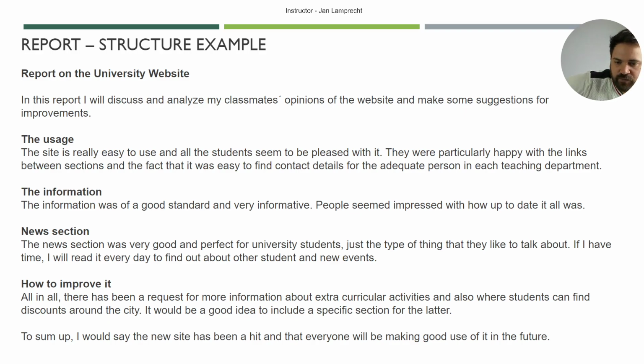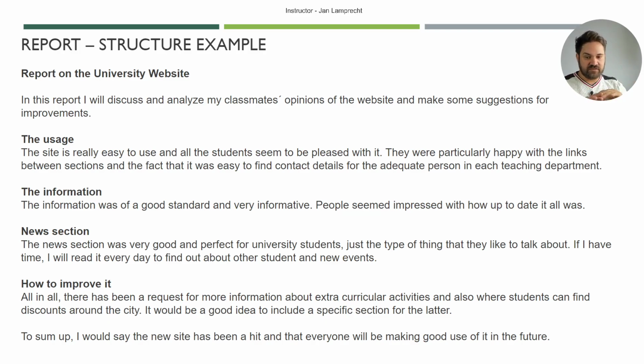But I feel it's too personal. Okay, so I would make that a little bit more neutral. If I could give feedback about that, I would make that a little bit more neutral. Okay, so people find it very useful as they can find out about other students and news events. Neutral.